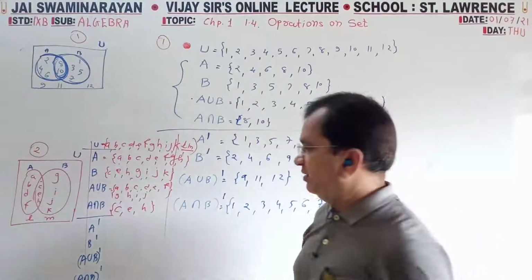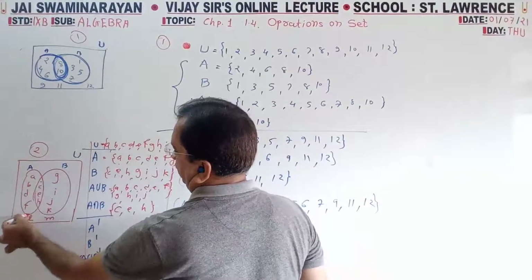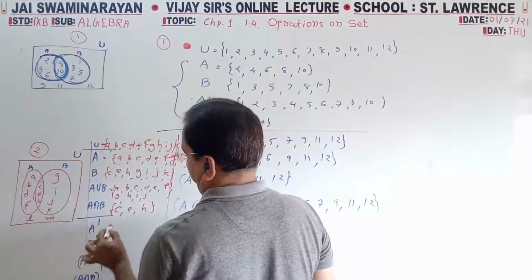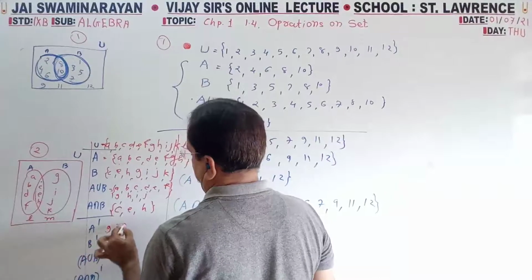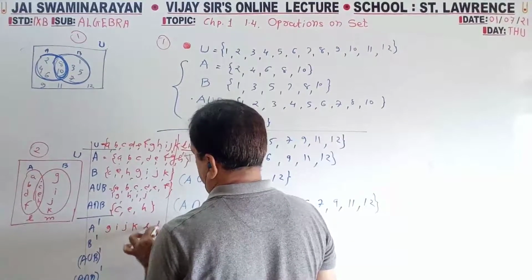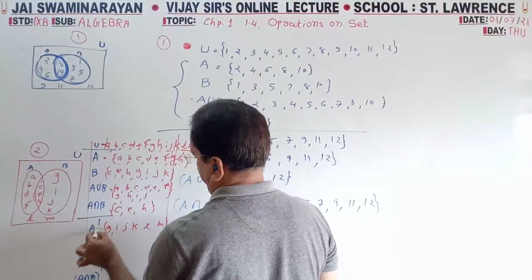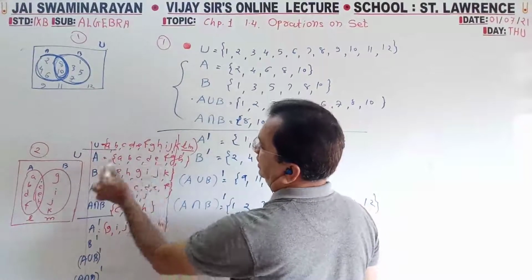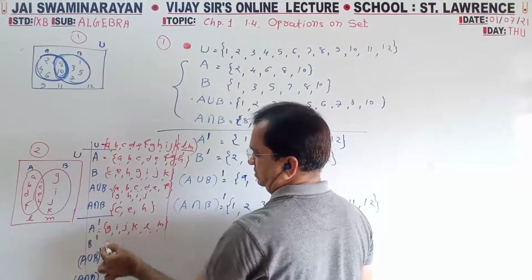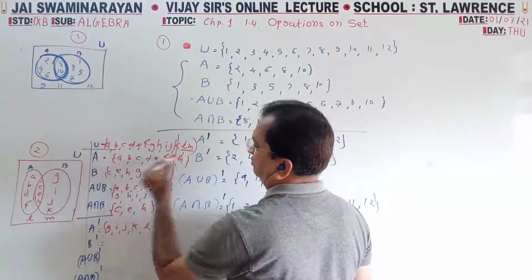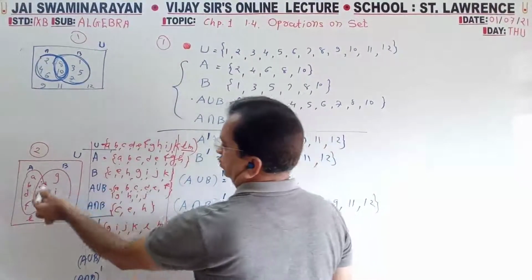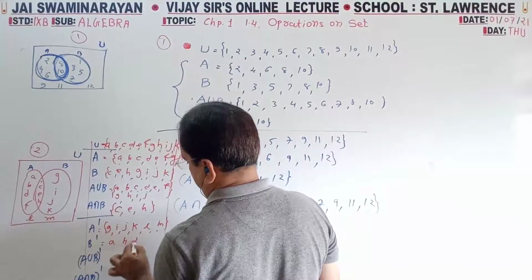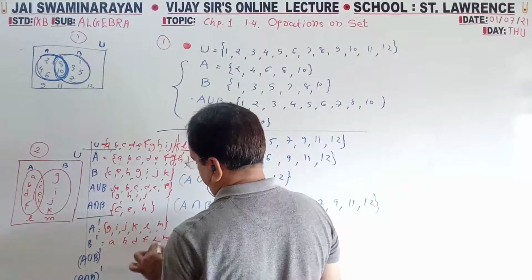Now A complement means I don't want A. Rest of A is A complement. I don't want A, so it is G, I, J, K, L, M. From this, when you delete this, the rest part is this. B complement: from this delete B. So delete B, the rest is A, B, D, F, L, M.